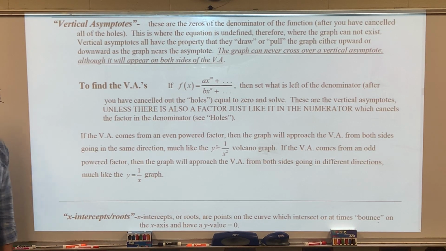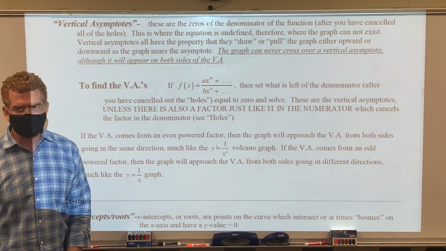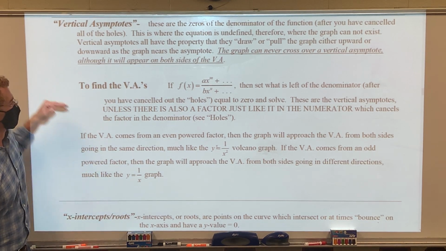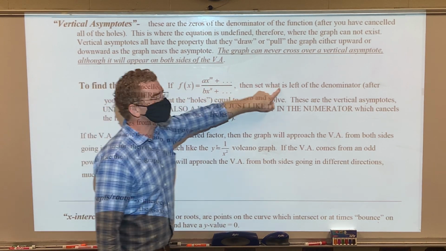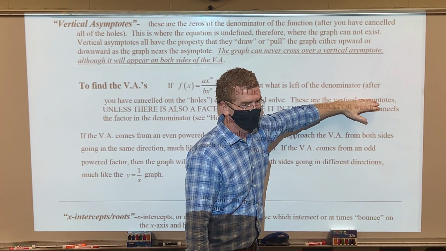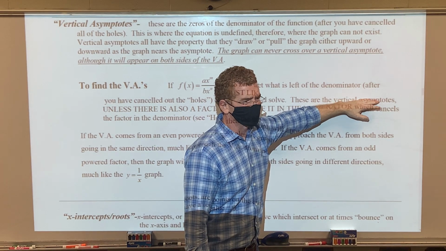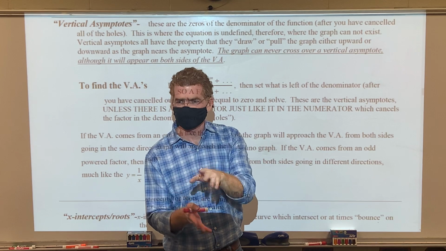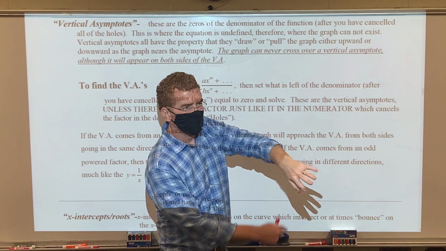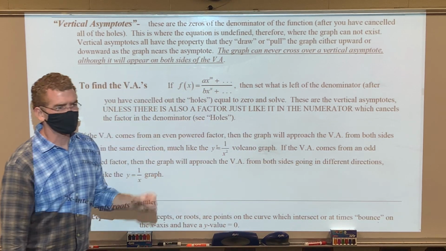Where do you think vertical asymptotes come from? You're about to find out, but if you forget to find the VAs, all you're going to do is set whatever's left of the denominator. What do I mean by what's left? Well, you may have canceled out what? The common factors that gave you holes. Once those are gone, whatever's left, set it equal to 0.